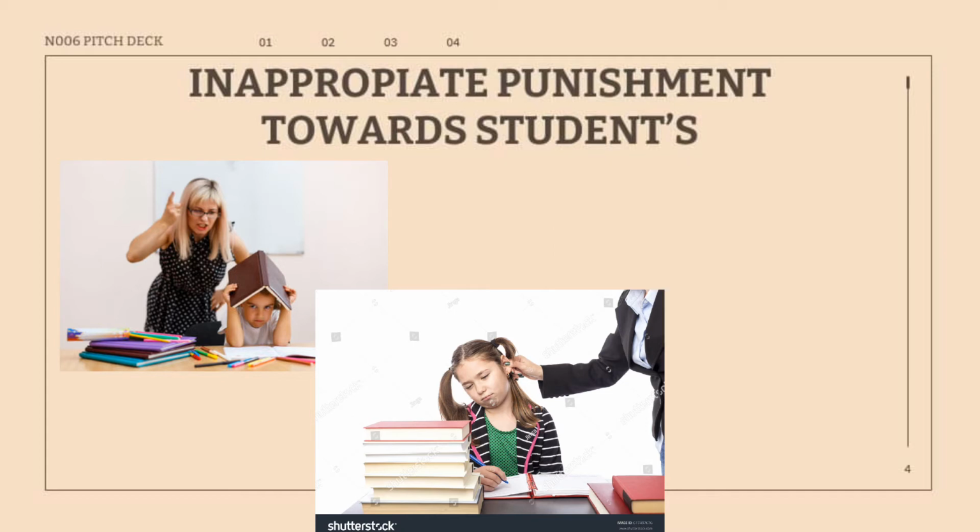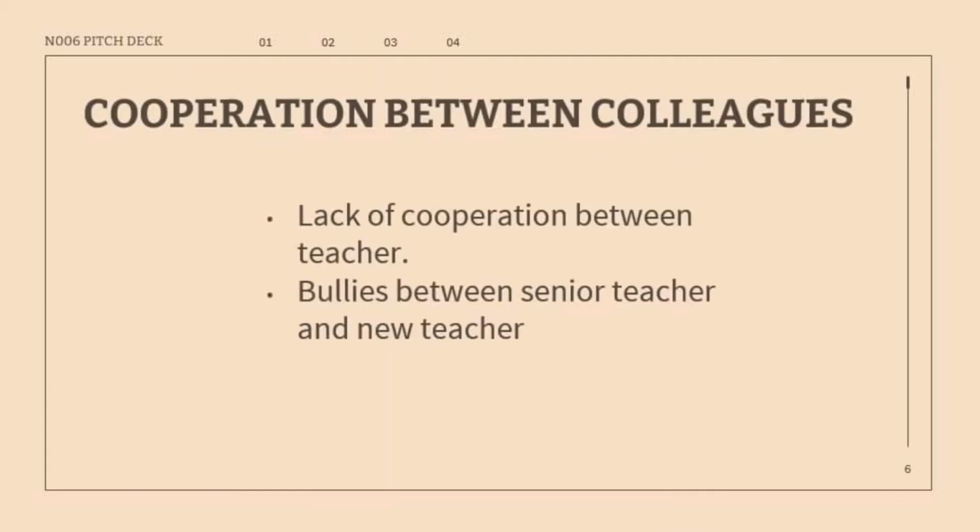to the learners. Next is the cooperation between colleagues. Lack of cooperation between teachers. Work is more effective if there is collaboration to produce a good outcome. Bullying between senior and new teachers. Yes, this actually happened in a certain workplace. Even though we think that they're already professionals, at some point they are using their bad attitudes towards other colleagues.